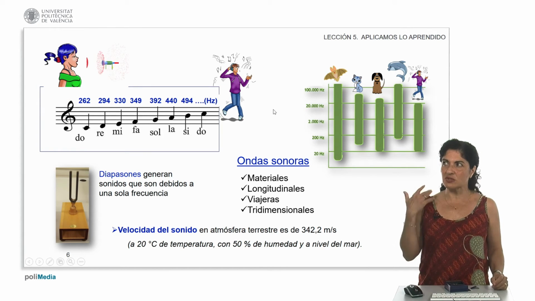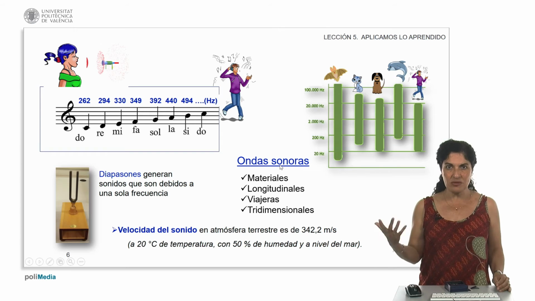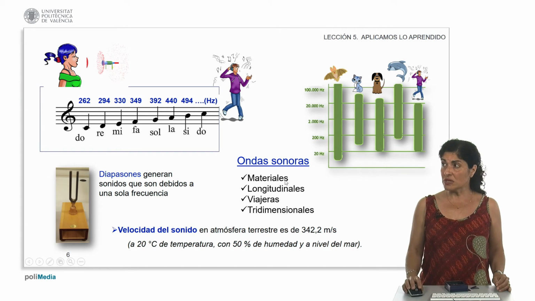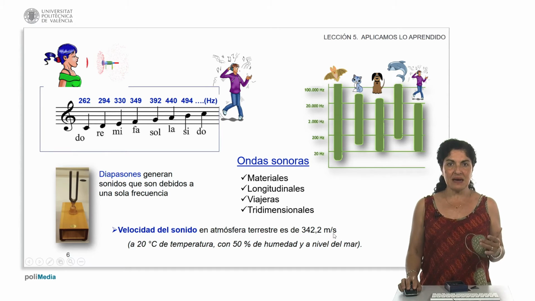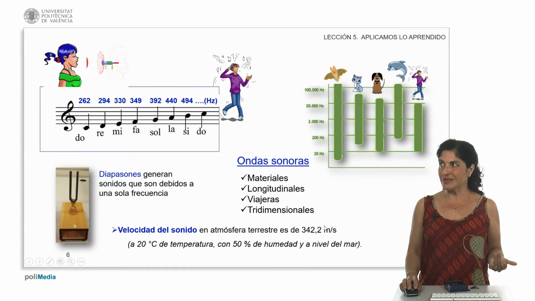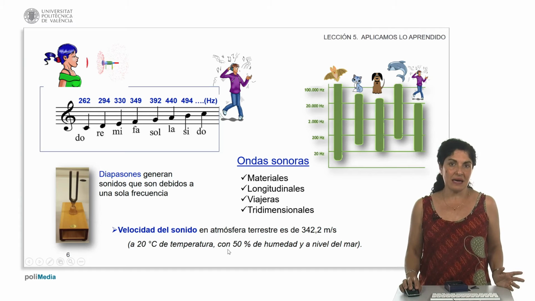As for the sound waves that we are able to detect through our ears, sound waves are material waves. They need a material medium in order to propagate. They are longitudinal waves, on the other hand, with respect to electromagnetic waves. They are traveling and three-dimensional, and their speed of propagation in the Earth's atmosphere is 342.2 meters per second. Of course, that speed will depend on the characteristics of the medium, and that value is when the atmosphere is at 20 degrees centigrade with 50% humidity and at sea level.